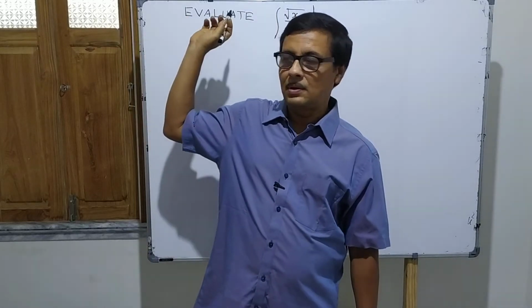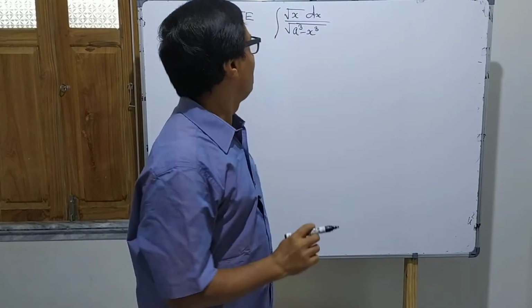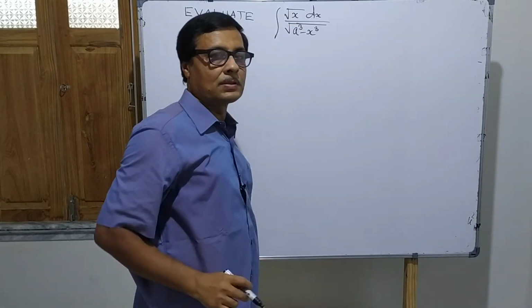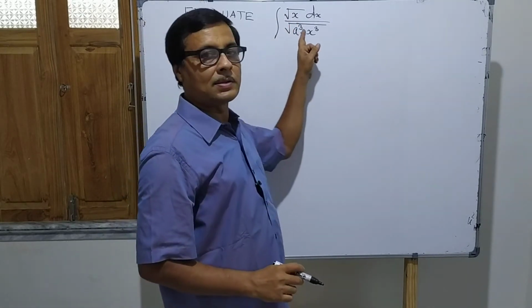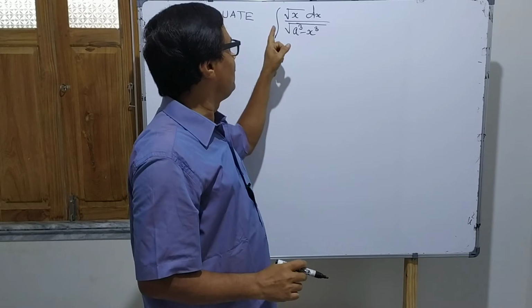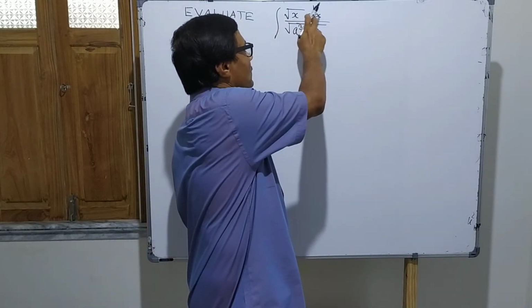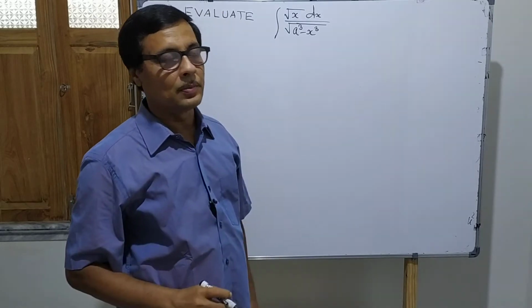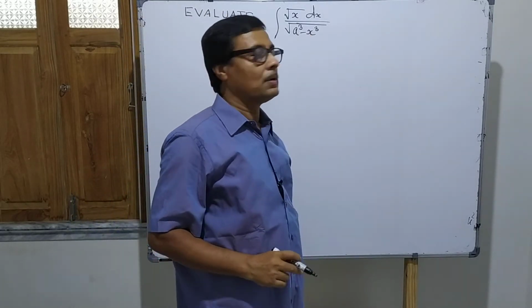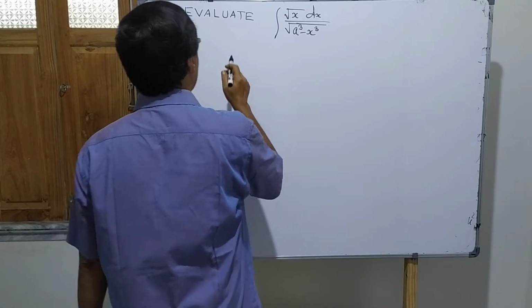It's a nice indefinite integral. Here the integral is the integration of square root of x dx over square root of a cube minus x cube. We have to evaluate this integral. Now let's start this evaluation.